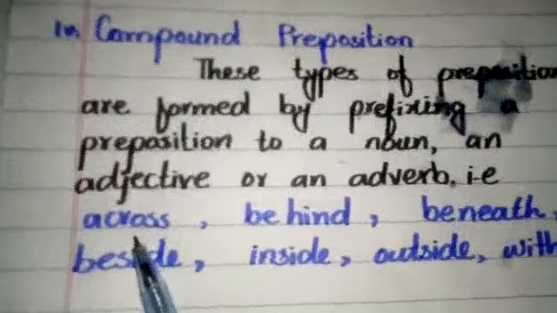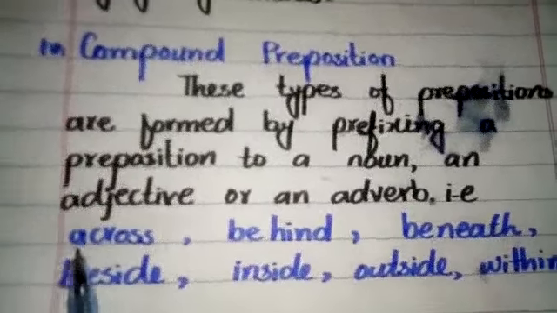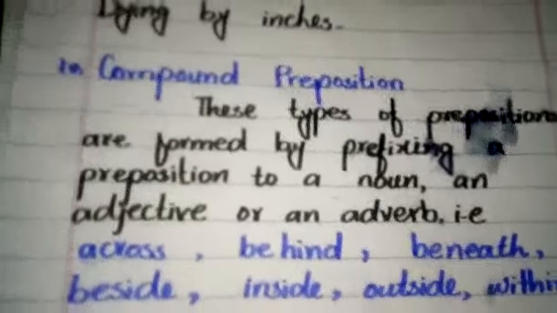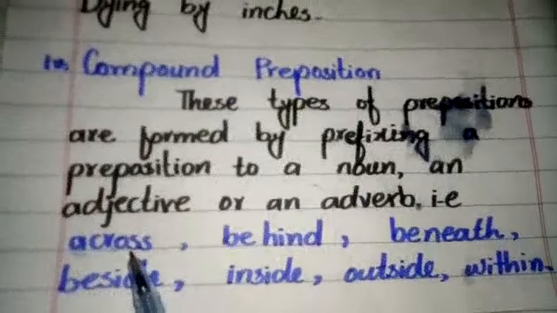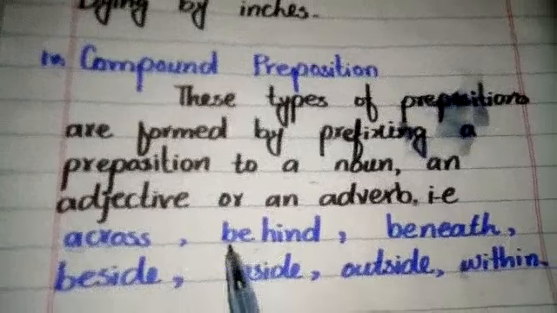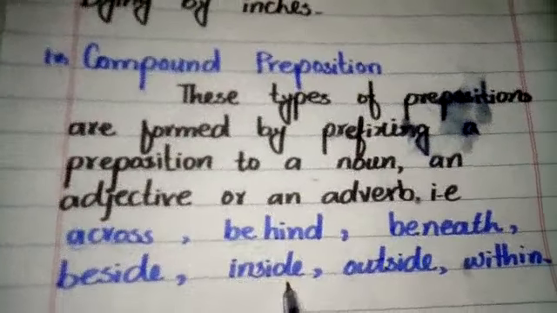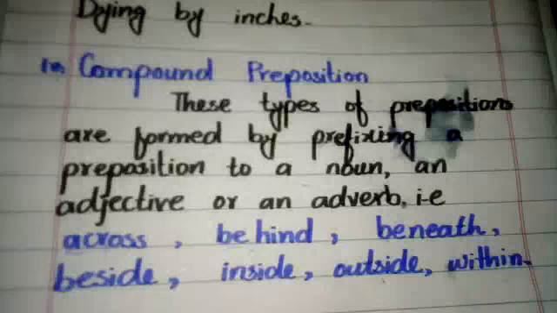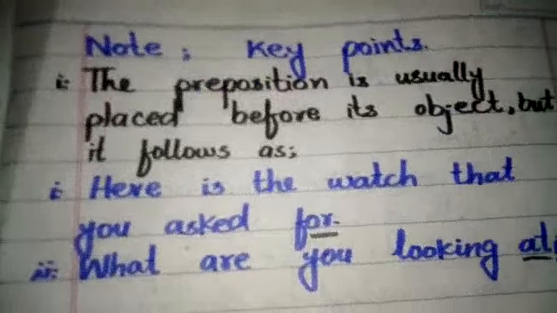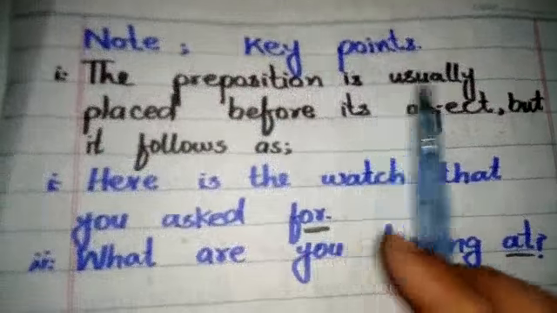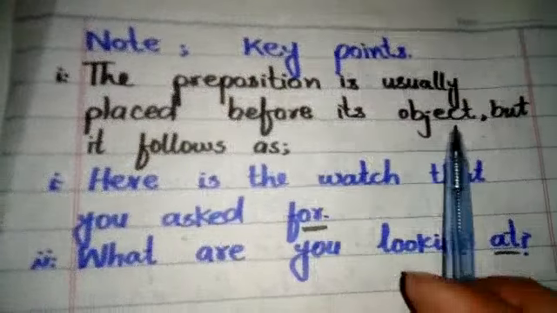For example, across. Here a is a prefix and cross is a noun. Across is a compound preposition. Behind, be is prefix. Beneath, beside, inside, outside, within. Here are some key points about the preposition. The preposition is usually placed before its object.